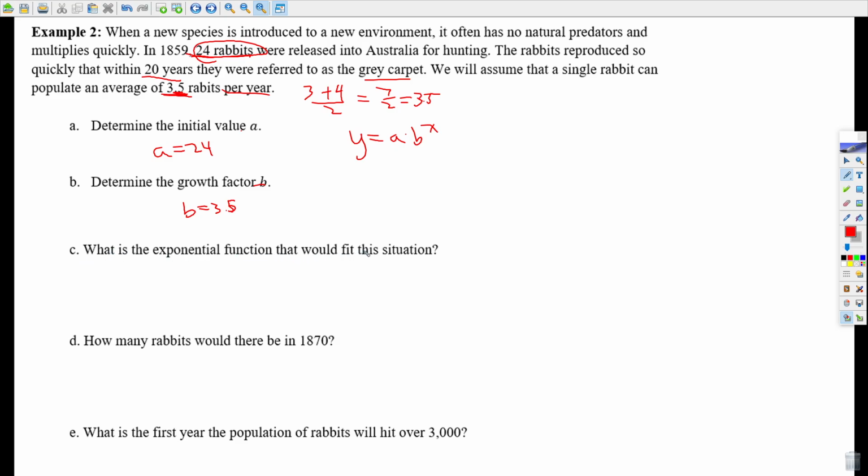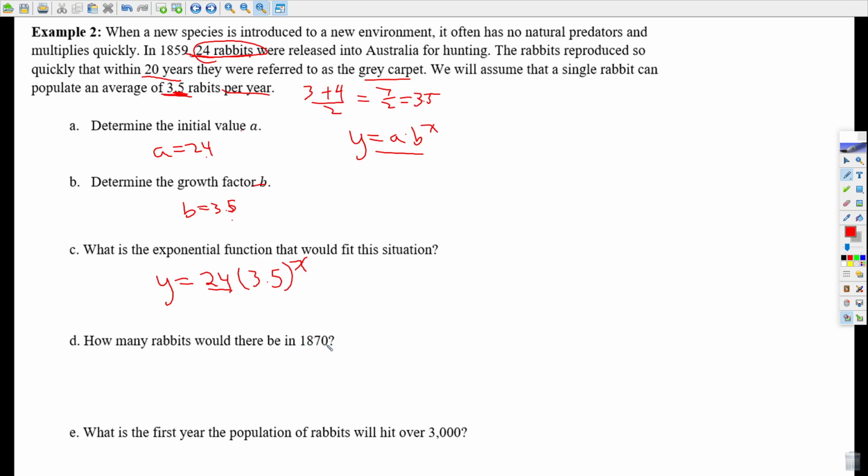C, what is the exponential function that would fit the situation? Well, we have a, we have b. We can fill this out. We have y equals 24 times, I'll put this in parentheses, you don't have to, you just put a dot there if you want, 3.5 to the x power. And that's our situation here. Starting point, we're starting with 24 rabbits, but every single year it increases 3.5 rabbits per year on average.